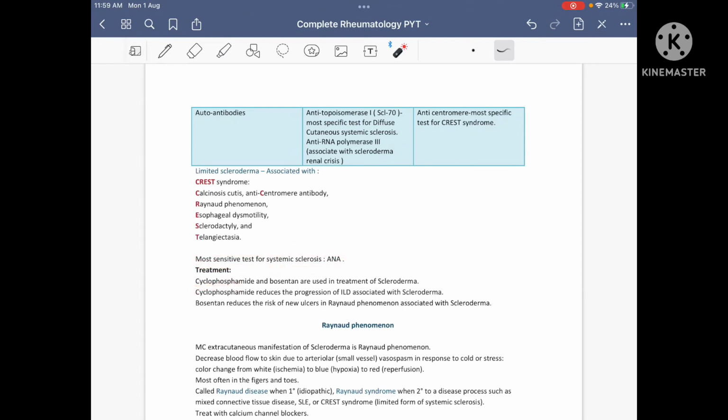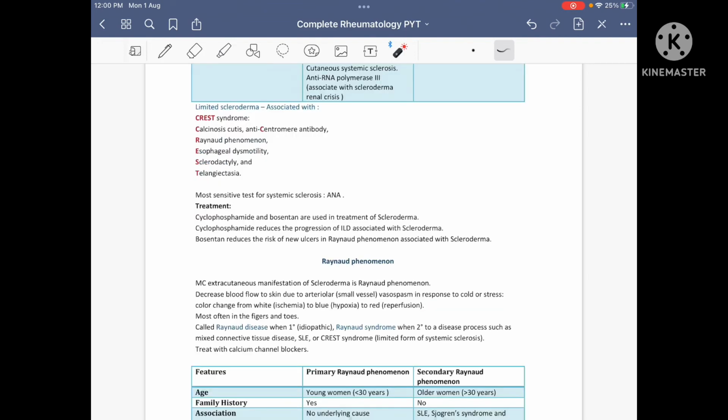Cyclophosphamide and bosentan are used in treatment of scleroderma. Cyclophosphamide reduces the progression of ILD associated with scleroderma, and bosentan reduces the risk of new ulcers in Raynaud phenomenon associated with scleroderma. Raynaud phenomenon is the most common extracutaneous manifestation of scleroderma. Here there is decreased blood flow to the skin in response to cold or stress. So the finger color changes from white to blue to red, most often in fingers and toes.